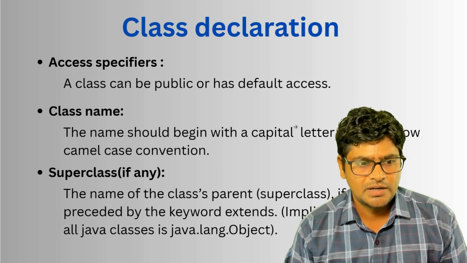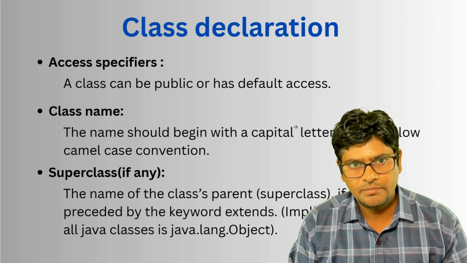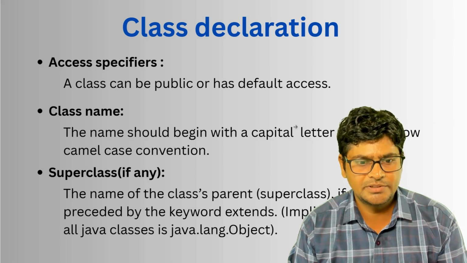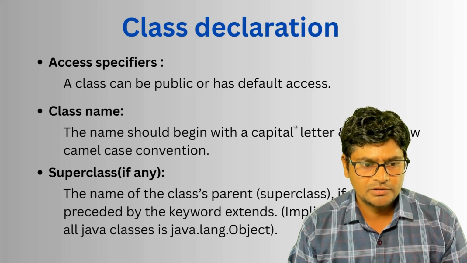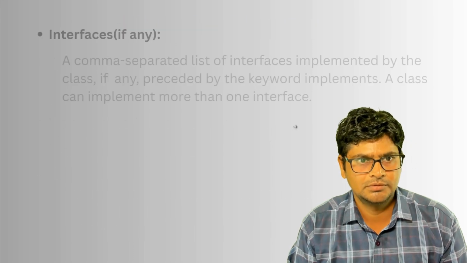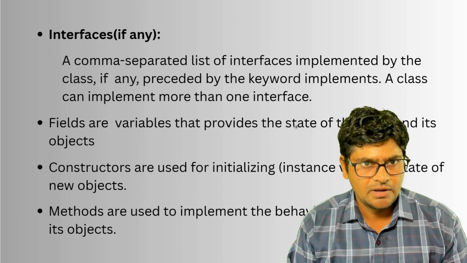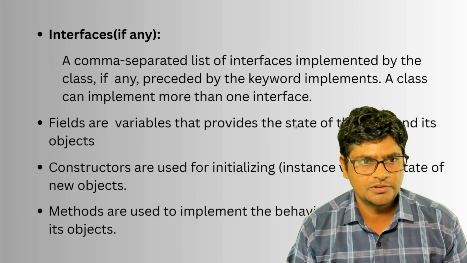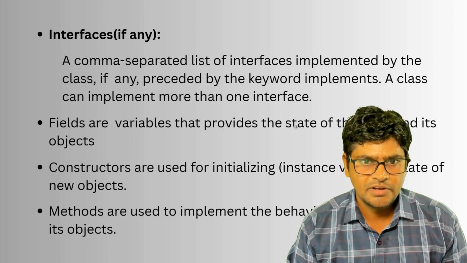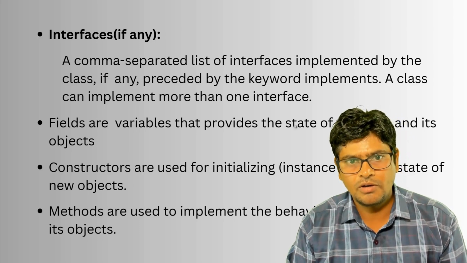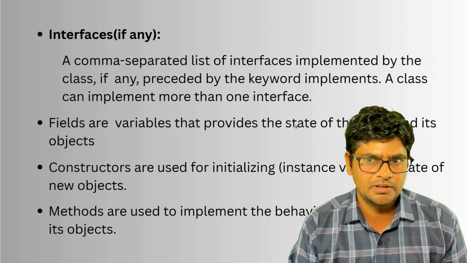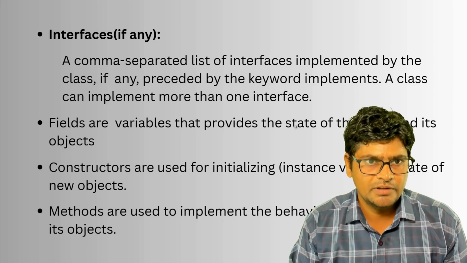Now the superclass: if a class is extending from any other class, or if it has any parent class, then the name of that class must be preceded with the word extends. The implicit superclass of all Java classes is java.lang.Object. Now interfaces. In Java, multiple inheritance is not possible. So if you want to inherit behaviors of different classes, then we have to go for interfaces. A comma separated list of interfaces implemented by the class, if any, is preceded by the keyword implements. A class can implement more than one interface.